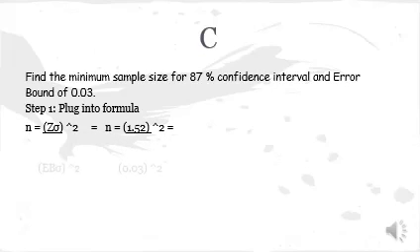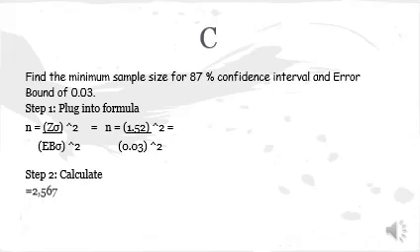Plugging in the z calculation of alpha divided by 2, we will find n to be 1.52 squared divided by the error bound that is given, 0.03 squared. After calculating, we find our answer to be 2,567.